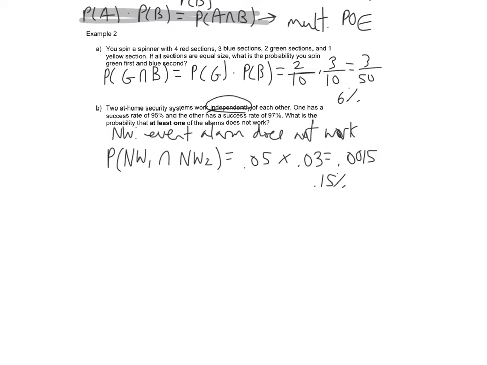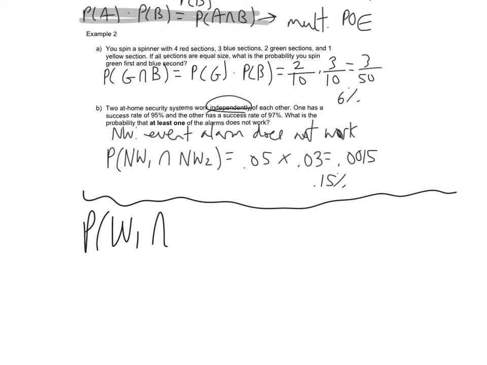Now let's consider, is the probability that we just found really what we are seeking here? We want the probability that at least one of the alarms does not work. Well, what is the complement of what I just said? The probability of at least one of the alarms not working, the complement of that would be them both working, right? So what if we just found the probability of them both working? I'm going to put a little line right here. What if we just found the probability of the first one working and the second one working?